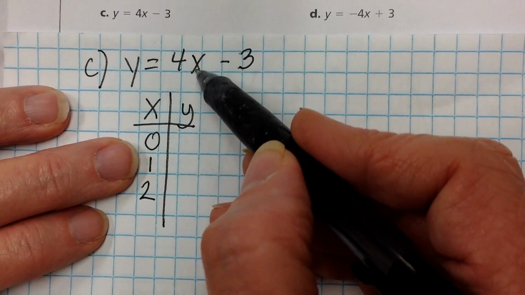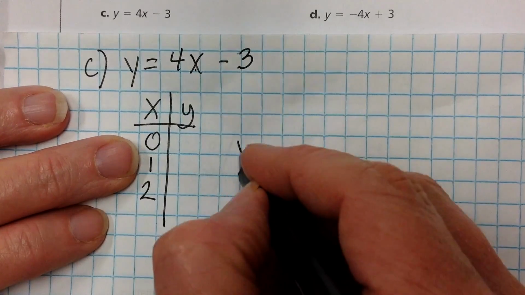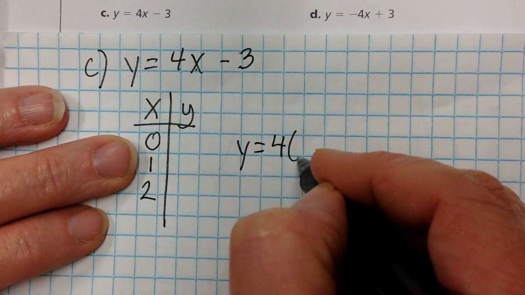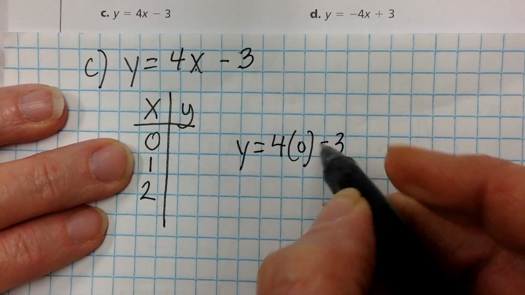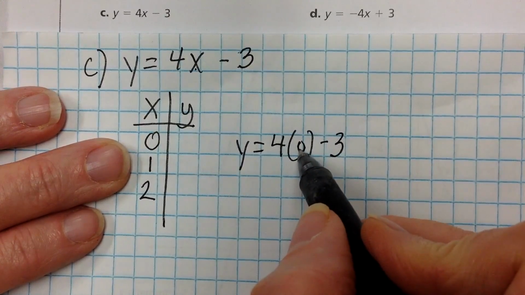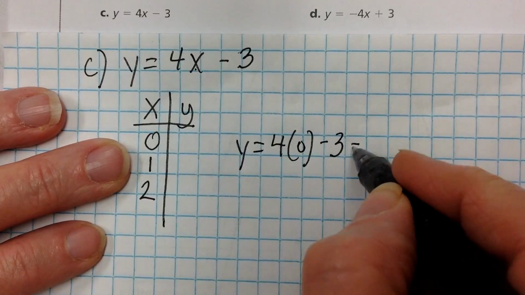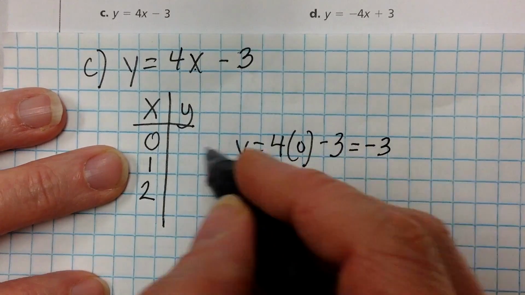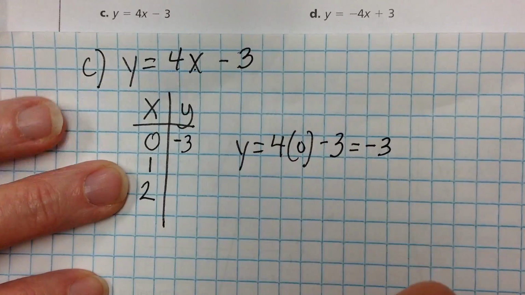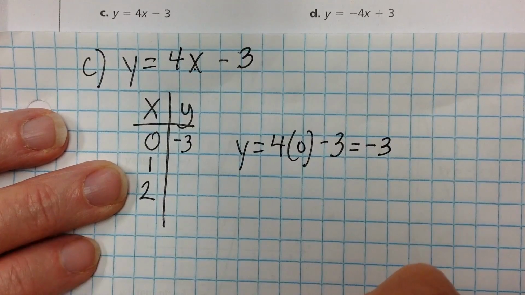So if I plug in 0 for x, I have y equals 4 times 0 minus 3. Well, 4 times 0 is 0. Minus 3 gives you -3. So I will put -3 in the y position.